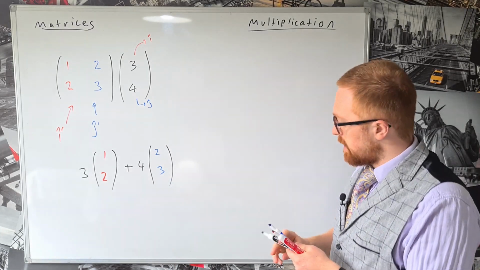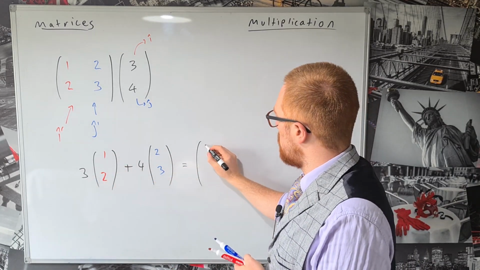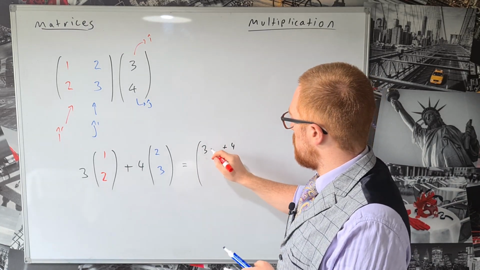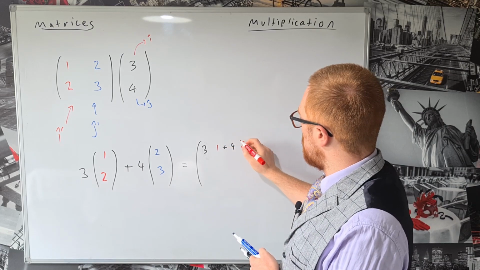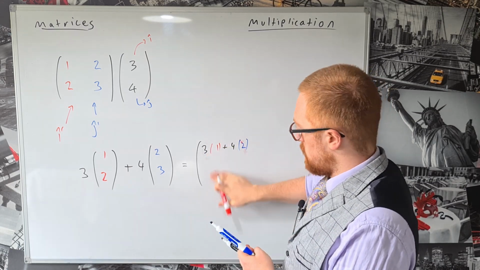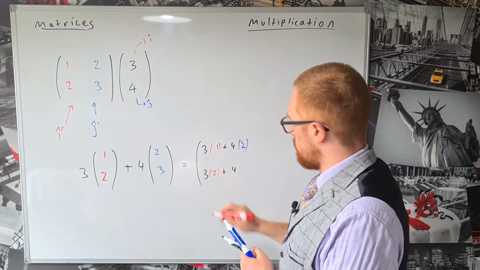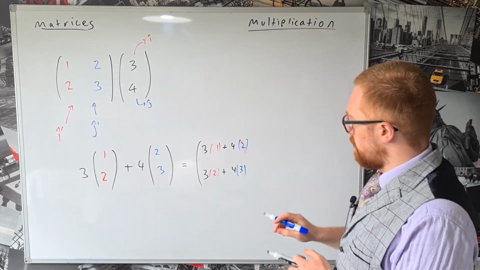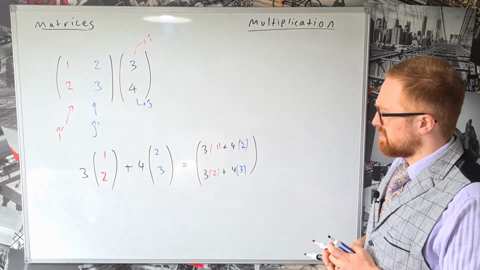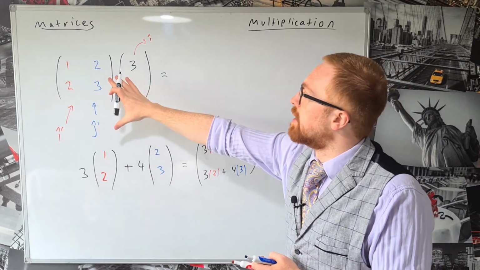Okay, and when we work through all of that, we get 3 times 1 and 4 times 2. So 3 times 1 and 4 times 2, I'll do that in blue. And then 3 times 2 plus 4 times 3. Which we could work out into a final vector, but so we can see where it's coming from, I'm going to leave it there for now. So that's what we would say this matrix is equal to as a multiplication.